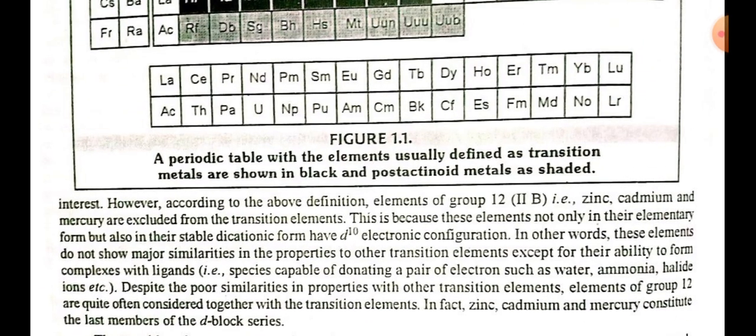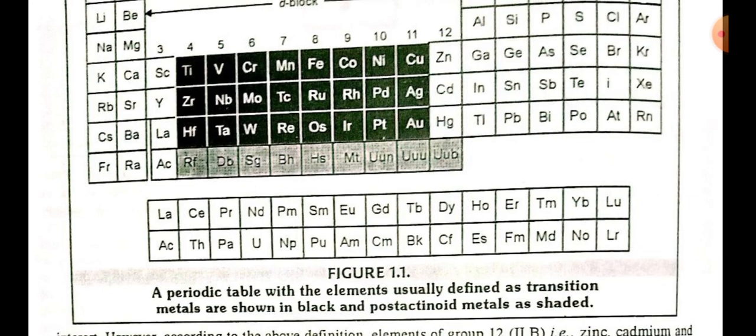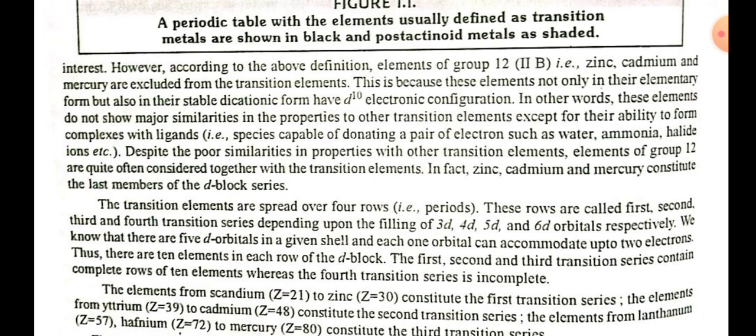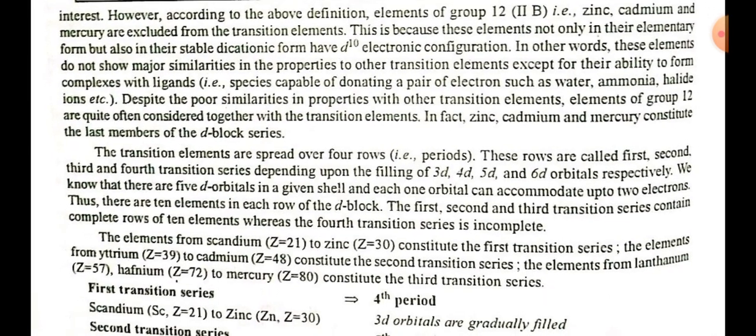You can see in figure 1.1, this is a periodic table with elements usually defined as transition metals shown in black and post-actinoid metals shaded. However, according to the above definition, elements of group 12, that is IIB, zinc, cadmium, and mercury are excluded from the transition elements. This is because these elements not only in their elementary form but also in their dicationic form have d10 electronic configuration.